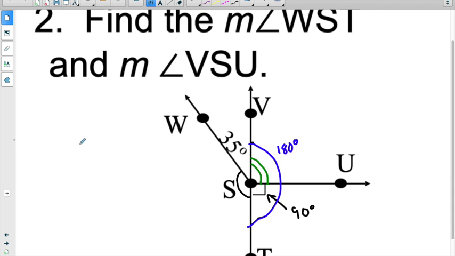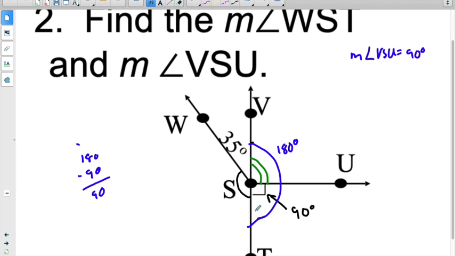Well, 180 minus 90 is equal to 90. And so angle VSU is now 90 degrees. I'm going to go ahead and write that down. The measure of angle VSU is equal to 90 degrees.